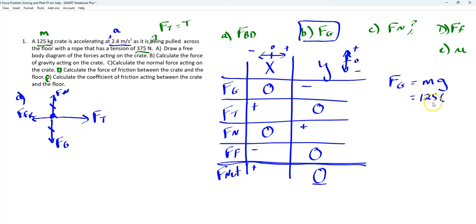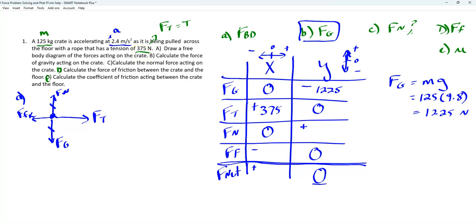125, that was our mass value. 9.8 is the acceleration due to gravity, and if I multiply those together, I get 1,225 newtons. So that's going to be here for my force of gravity. Okay. For the tension, it told me the value, so that was 375. That's what I labeled over here on our original picture.